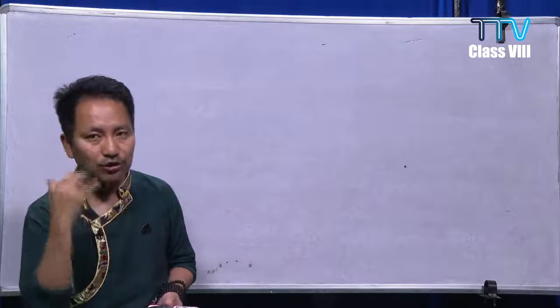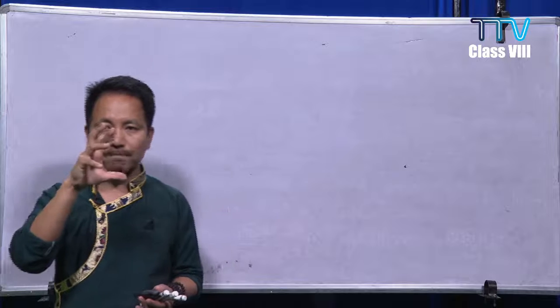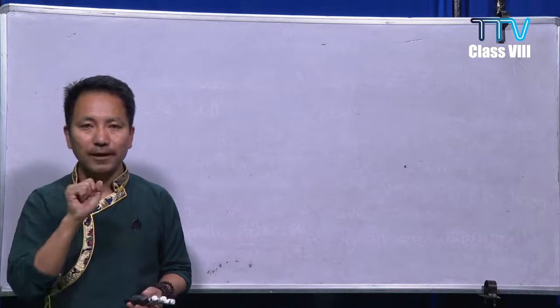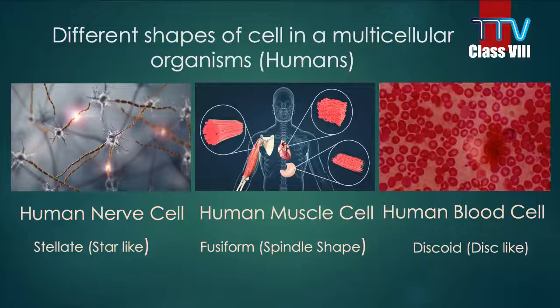Spherical shape, disc shaped, round shaped, transporting oxygen and carbon dioxide. The thing is that different shapes of cells in a multicellular organism, there are different shapes.